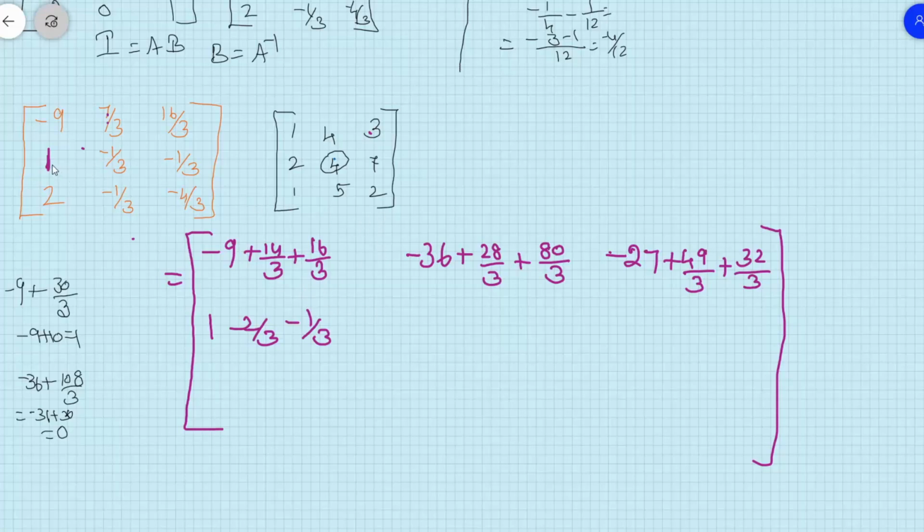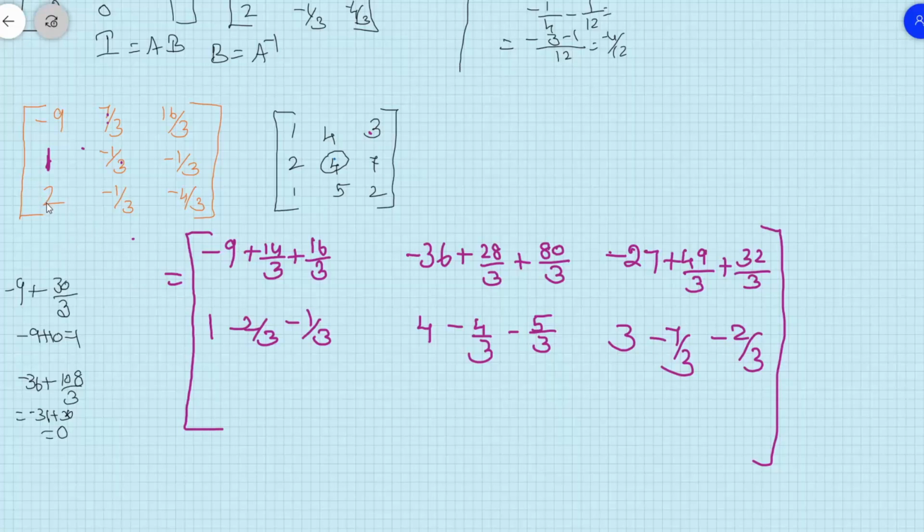So this is correct. Now for second row into third column, that is 1 into 4 is 4, minus 4 by 3, then minus 5 by 3. So this will be minus 9 by 3, which is minus 3. 4 minus 3 is 1. So we'll get the right value. Then the third element in the second row is 1 into 3 is 3, minus 7 by 3, minus 2 by 3, which is again minus 9 by 3, is minus 3. 3 minus 3 is 0.